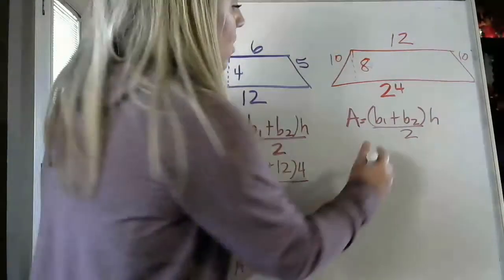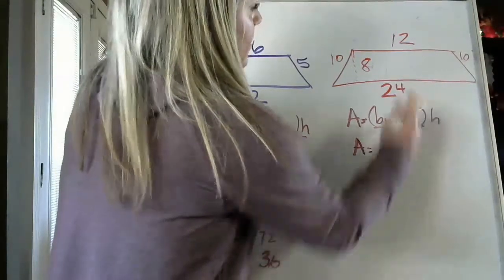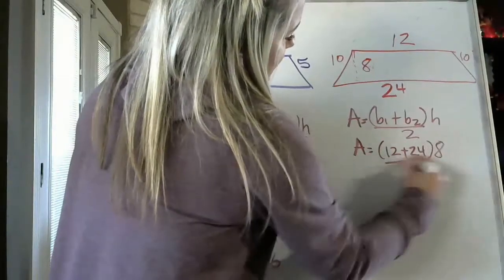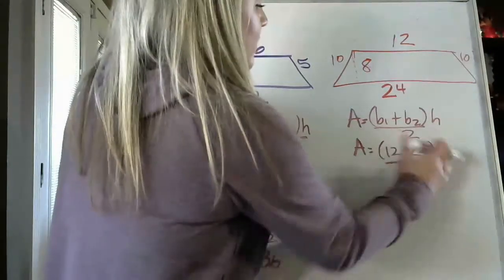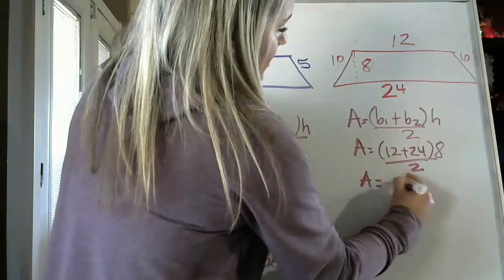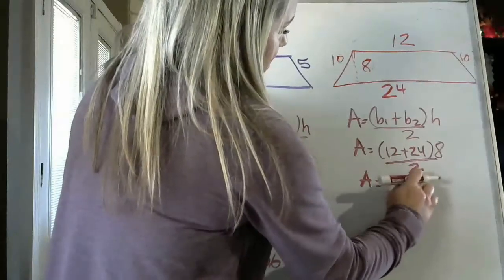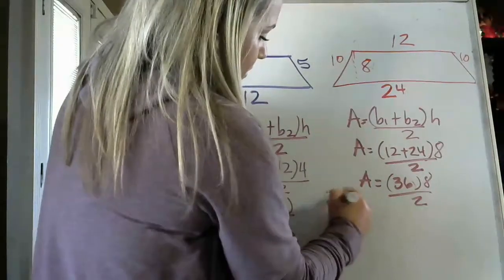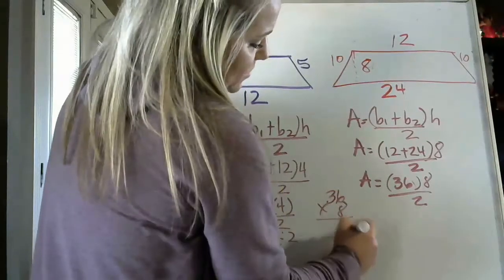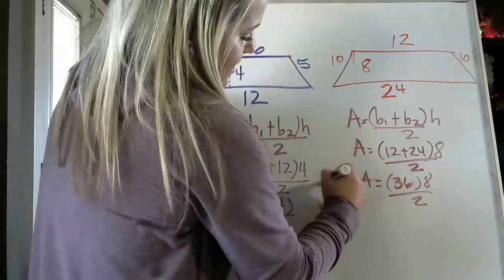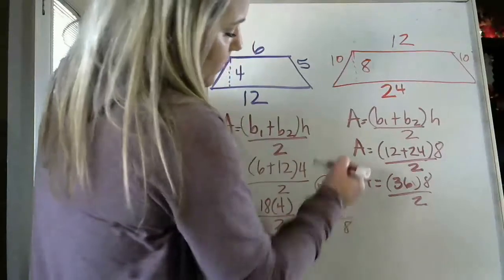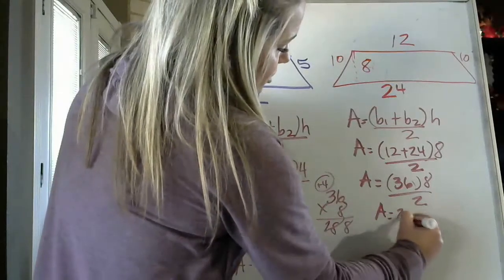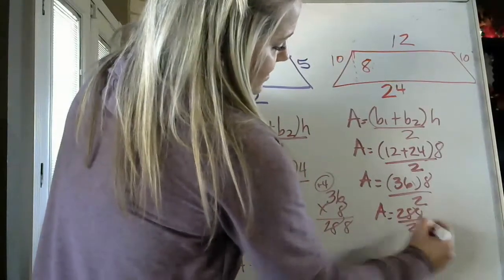All right, so area is 12 plus 24 times 8 divided by 2. 12 and 24 is 36. So area is 36 times 8, the height, and we're going to divide that in half. So I'm going to come over here, 36 times 8. 6 times 8 is 48. The 8 can stay, the 4 got to go. 3 times 8 is 24, and 24 plus 4 is 28. So we have area equals 288, divided by 2.